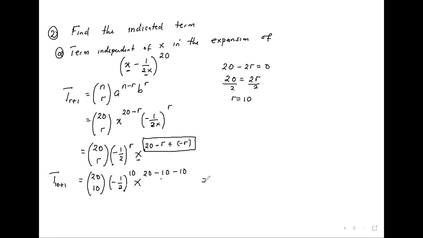Okay, so I'm putting this here because I want to show you what the question means. So this is 20C10, and then negative to the power 10 is positive. So we just have half to the power 10. And then x to the power 20 minus 20 is like x to the power 0, which is 1. And because it's 1, we don't even write it. So this term is independent of x.